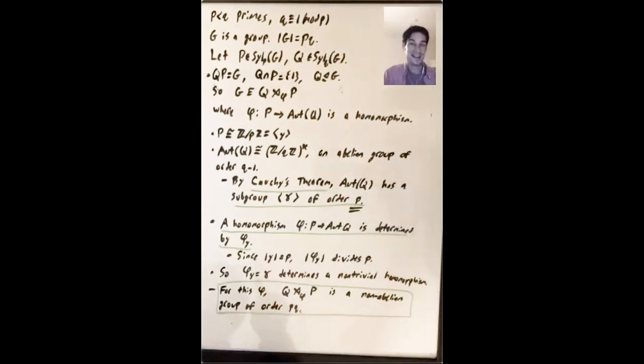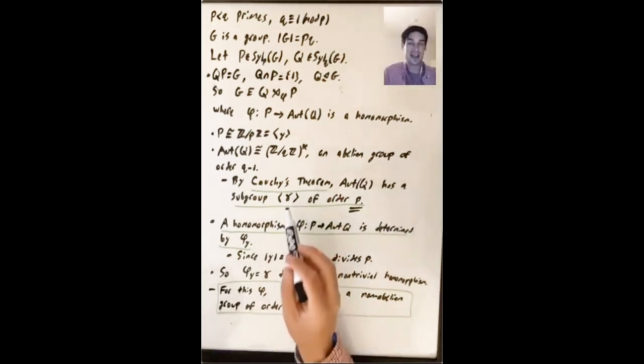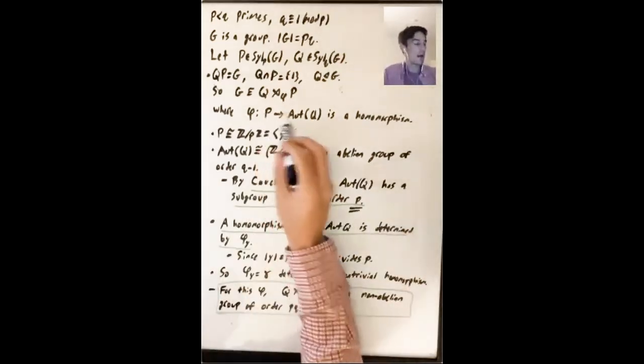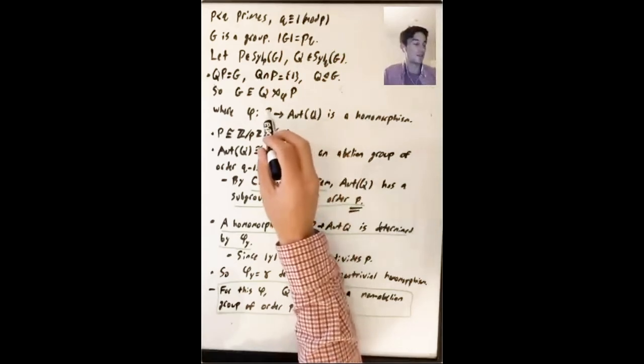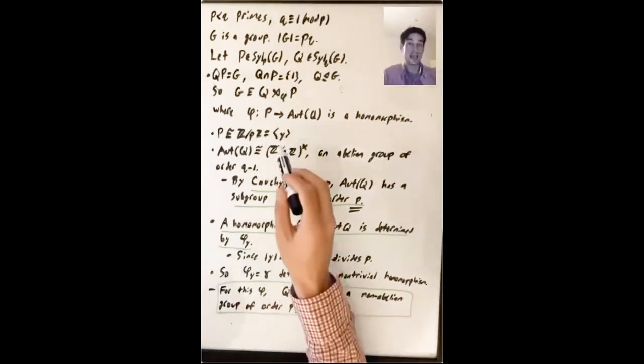So that subgroup has to be cyclic. Let's say that it's generated by gamma. Gamma is some automorphism of order p. So we want to understand what all the different possible homomorphisms from P to Aut(Q) could be. Well, P is a cyclic group. So a homomorphism from P to Aut(Q) is determined by where this homomorphism sends a generator of P. Let's say y, this particular generator. So the order of y is p.